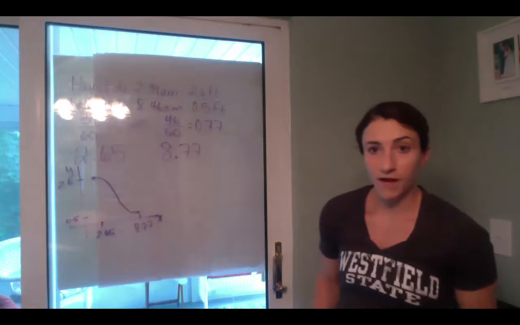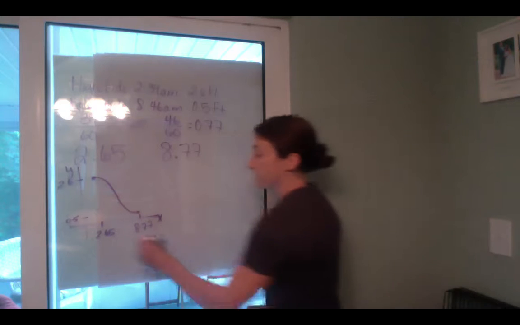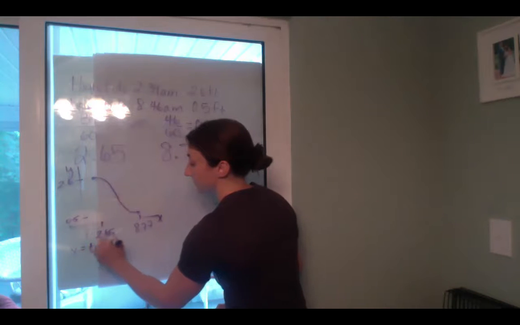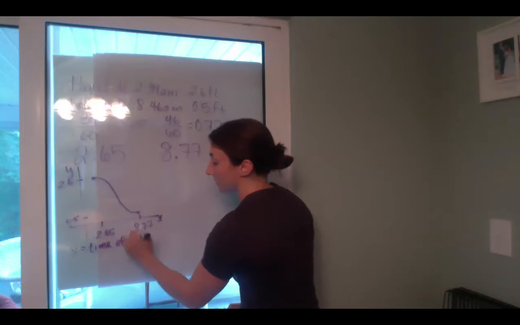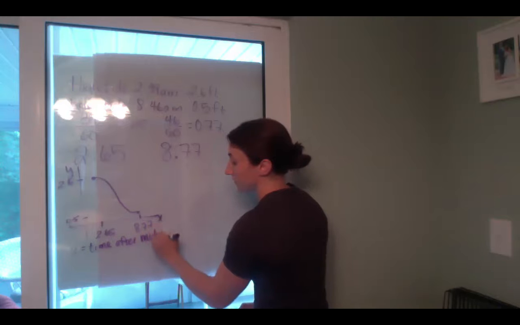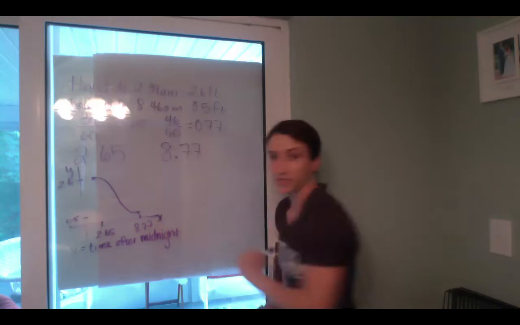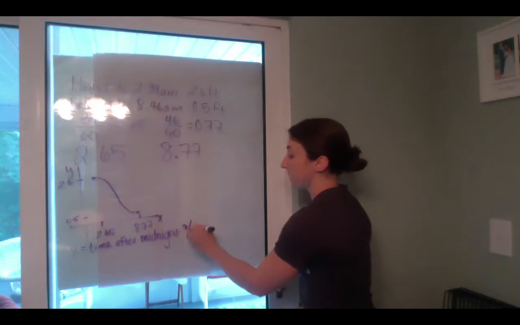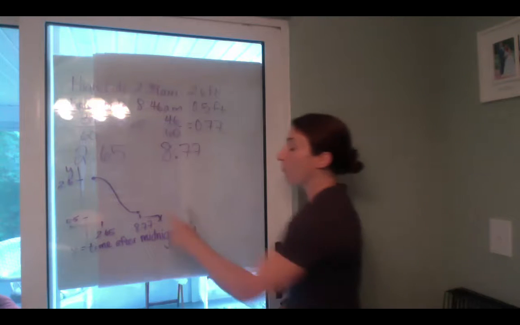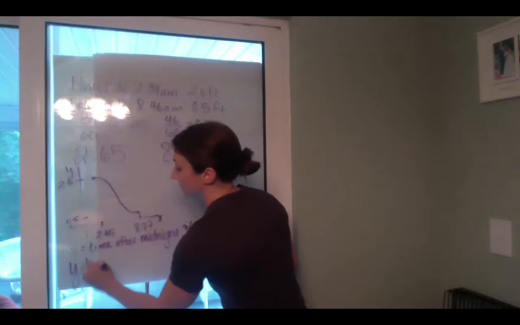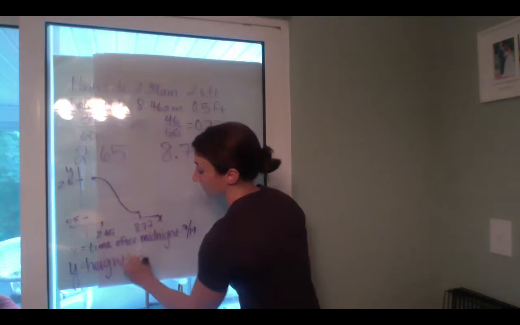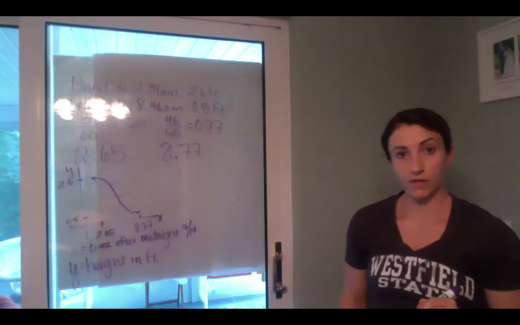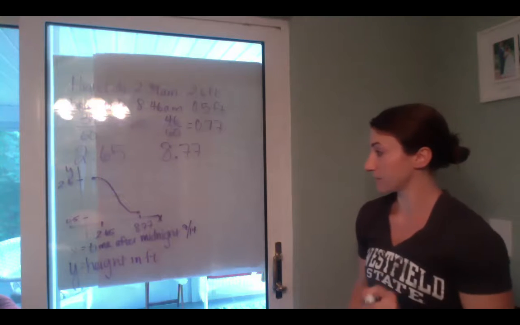So the first thing I'm actually going to do is assign my variables. I said x is going to be the time after midnight on July 14th. And then y is the height in feet of the tide. So we'll use those two variables here in my function.